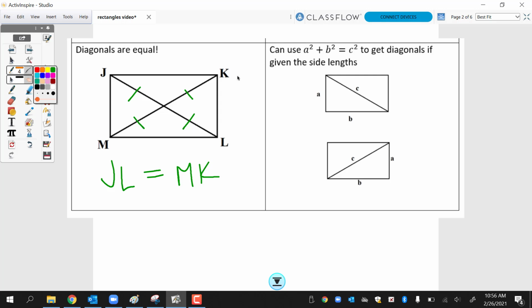And the last thing, since the diagonals are equal and we know that these are right angles in the corner, you can use a squared plus b squared equals c squared to figure out the length of the diagonal. If they tell you the two sides of the rectangle and want to know the diagonal, either way you can use it because both of the diagonals we just learned are equal.